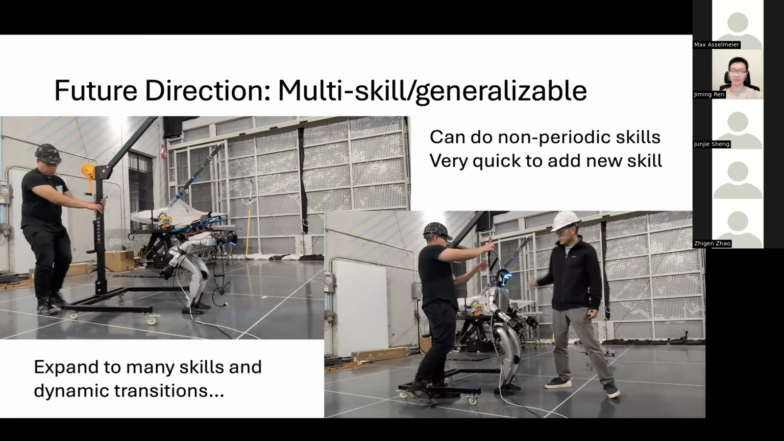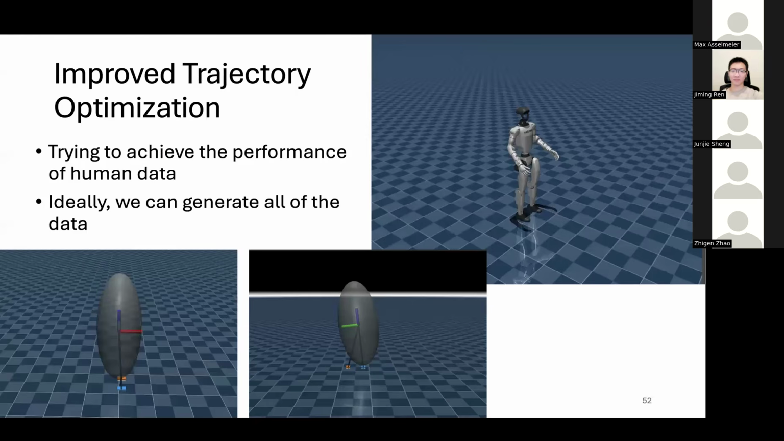So the question then is, can we expand to many skills? Can we do dynamic transitions? And can we put this all into a single policy, which I think is some of the stuff I'll be working on next. And then lastly, can we improve the trajectory optimization so we don't need the human data?